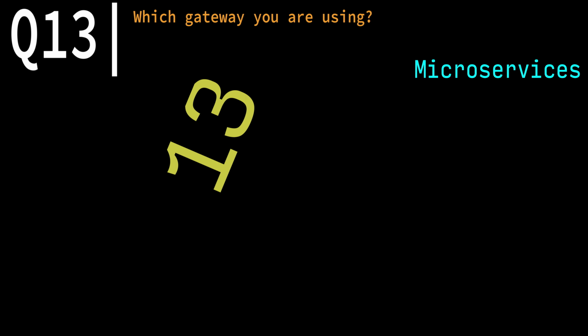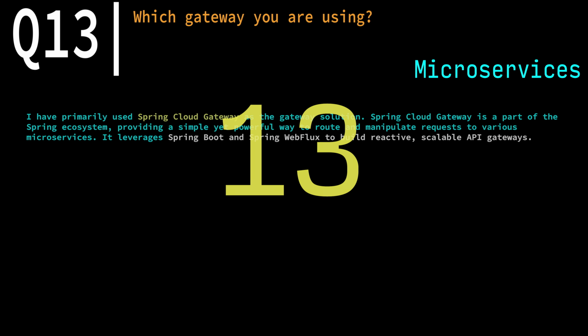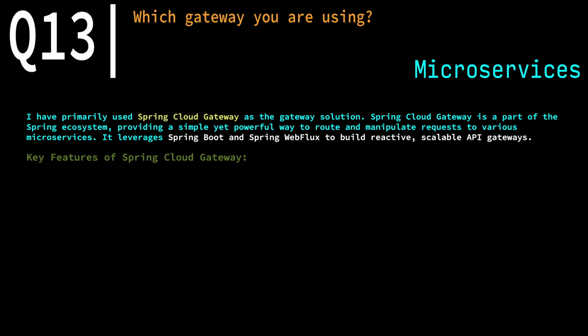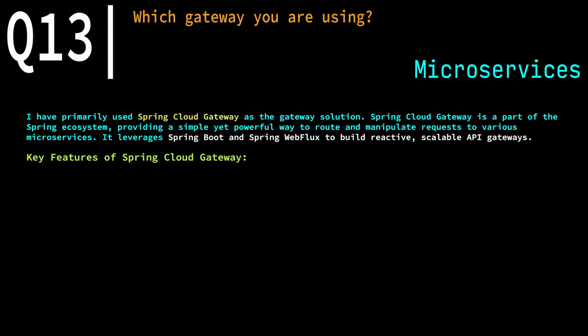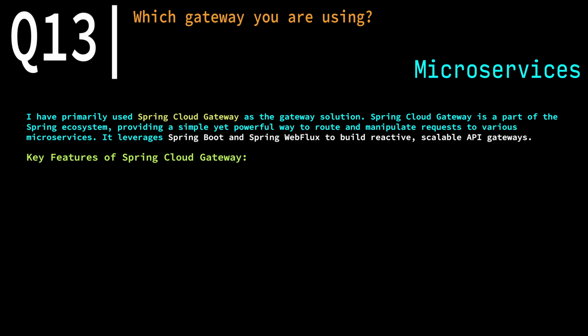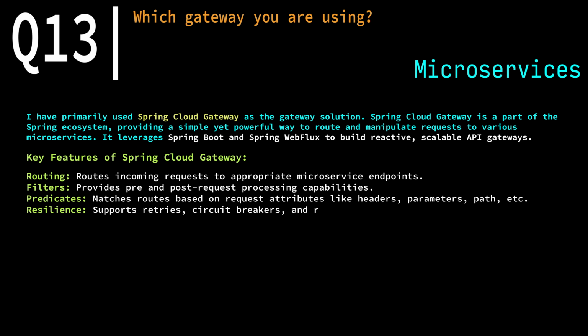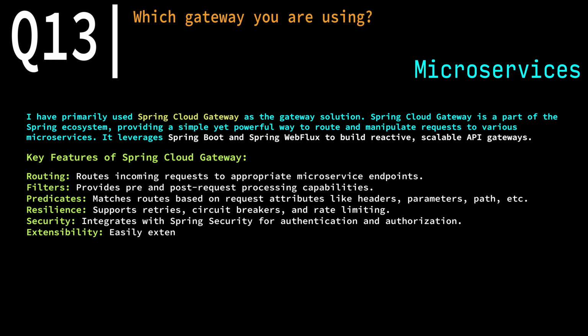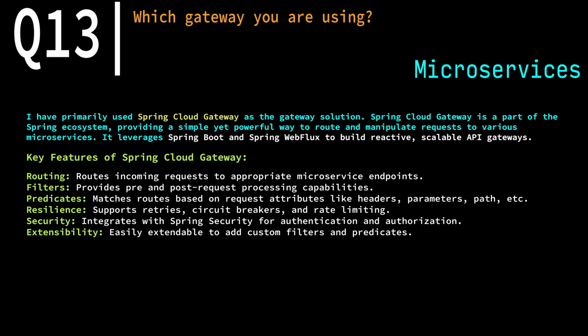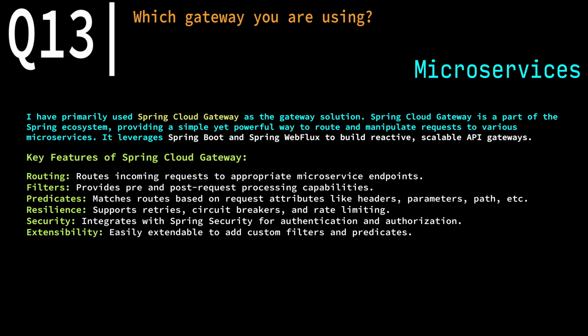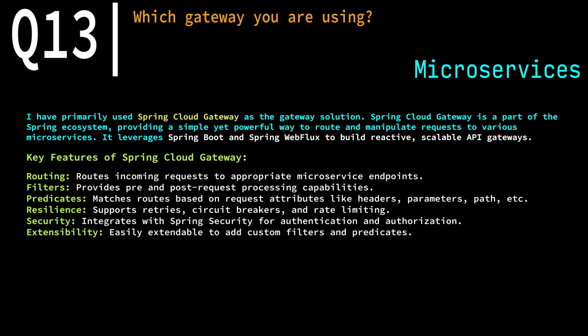And the question is which gateway you are using in your project. So you can tell whichever gateway you are using for your project. Usually we'll use the Spring Cloud Gateway for microservices using Spring Boot. So I'm explaining here the key features of the gateway. Usually Spring Cloud Gateway provides WebFlux to build reactive scalable API gateways. Spring Cloud Gateway also supports common concerns like routing, filters, predicates, resiliency, security, and extensibility.